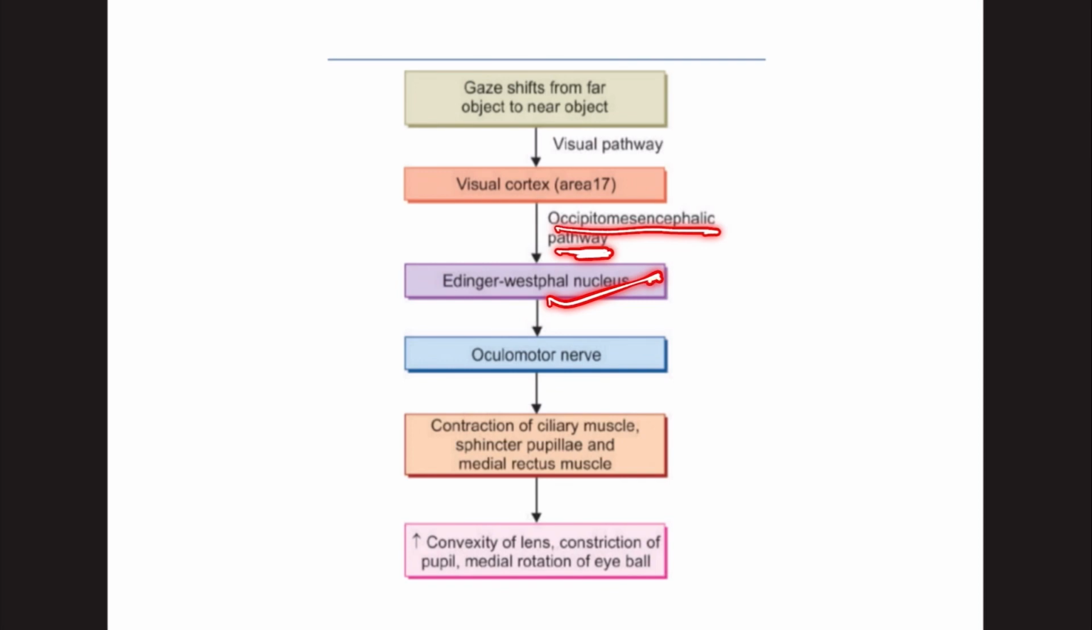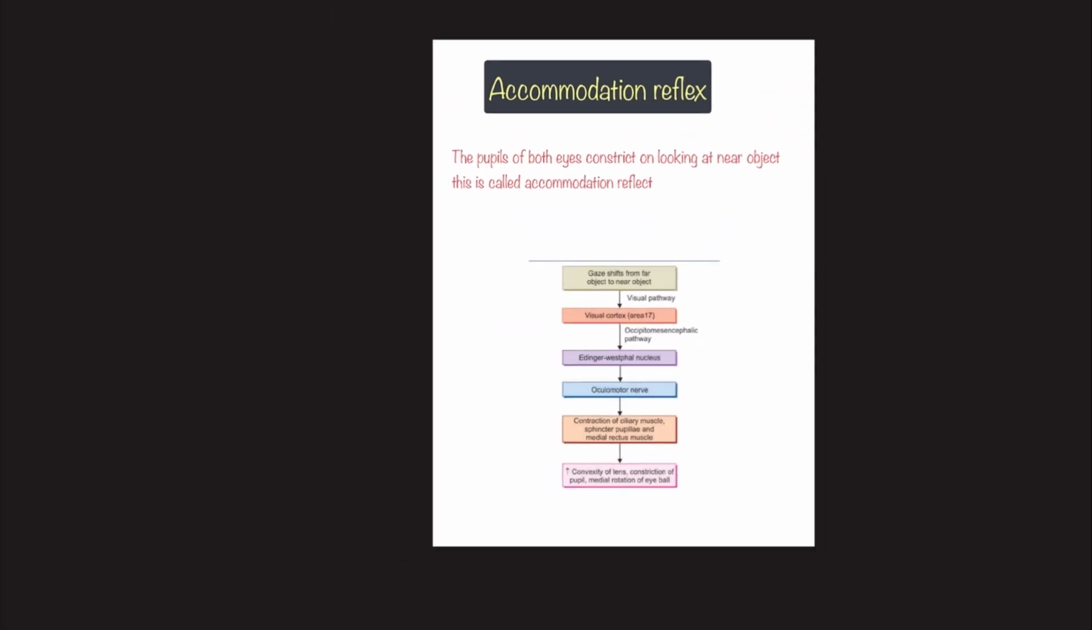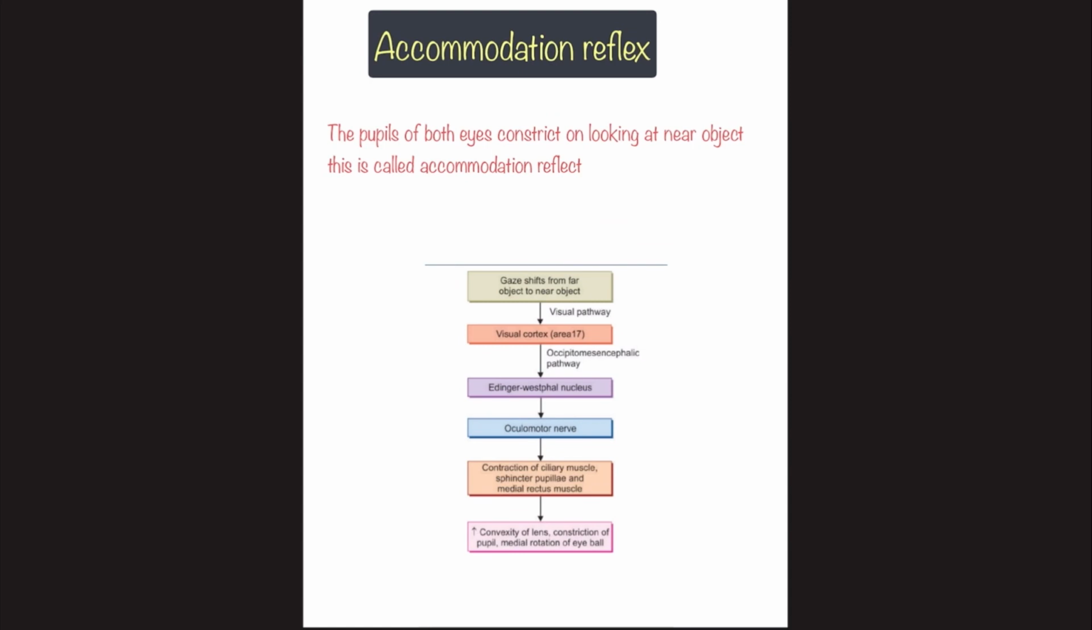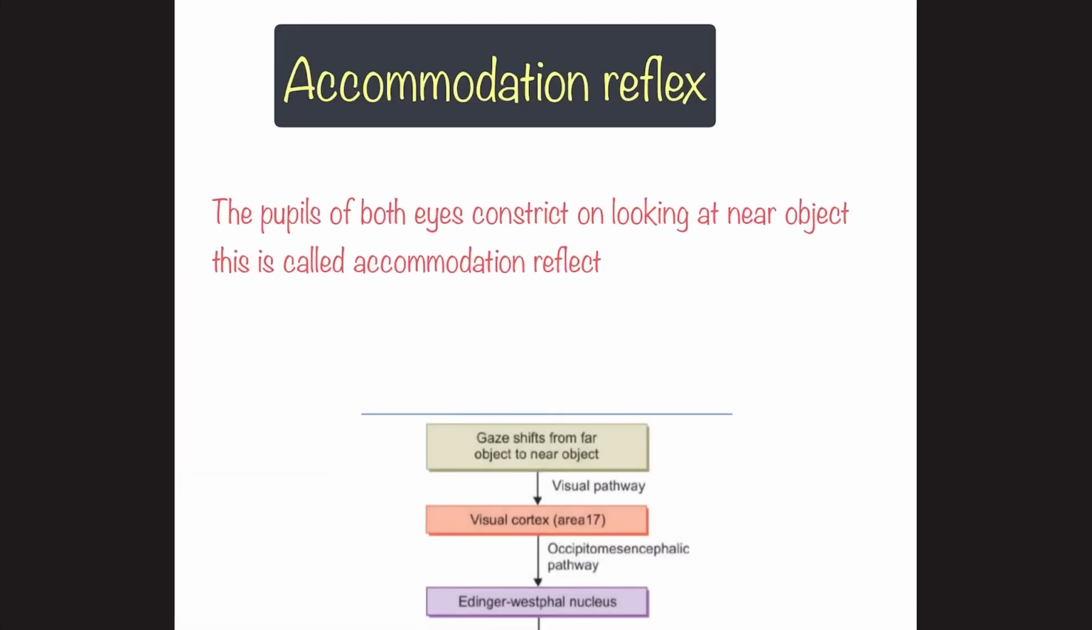From there, as we have seen in the light reflex also, it goes to the oculomotor nerve, and then there is contraction of the ciliary muscles, sphincter pupillae, and medial rectus muscle, which is responsible for the movement of the eyeballs. It increases the convexity of the lens, constriction of pupils takes place, and medial rotation of the eyeball also takes place. So that is the mechanism behind the accommodation reflex. That was the accommodation reflex and also the light reflex.